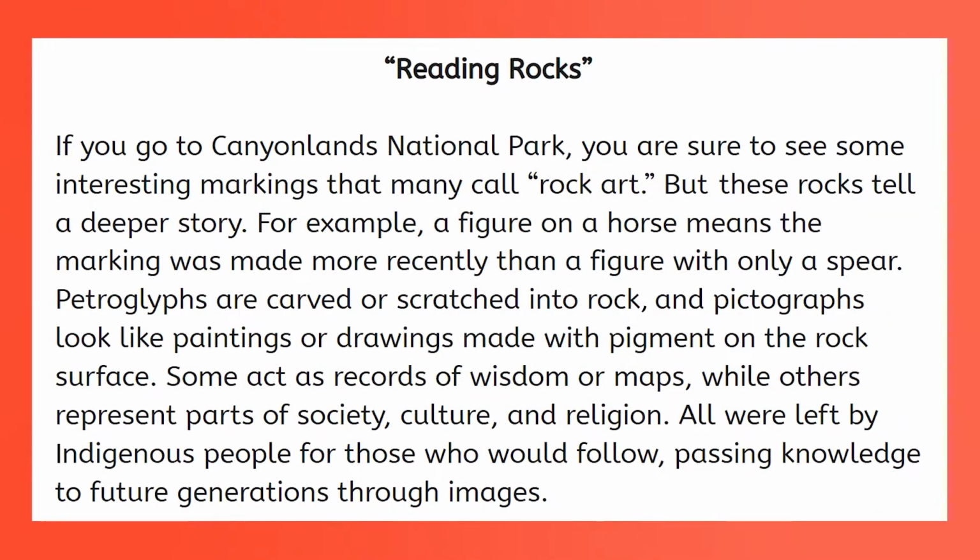If you go to Canyonlands National Park, you are sure to see some interesting markings that many call rock art. But these rocks tell a deeper story. For example, a figure on a horse means the marking was made more recently than a figure with only a spear. Petroglyphs are carved or scratched into rock, and pictographs look like paintings or drawings made with pigment on the rock's surface. Some act as records of wisdom or maps, while others represent parts of society, culture, and religion. All were left by indigenous people for those who would follow, passing knowledge to future generations through images.